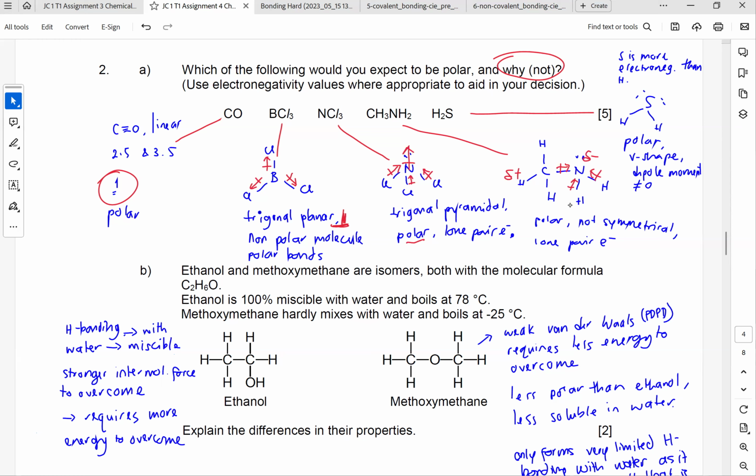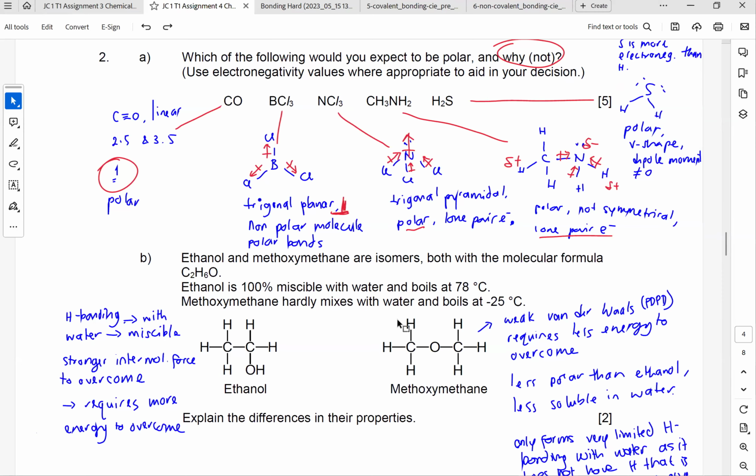Okay, and each of the hydrogens here is also delta plus. So it's not symmetrical. The geometry on N is trigonal pyramidal. And yeah, the net dipole moment is pointing to N. Moreover, there is a lone pair of electrons on N, so N has greater electron density than anywhere else in the molecule. Okay, and H2S looks like that.